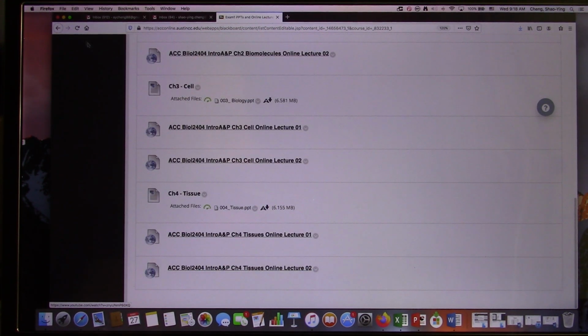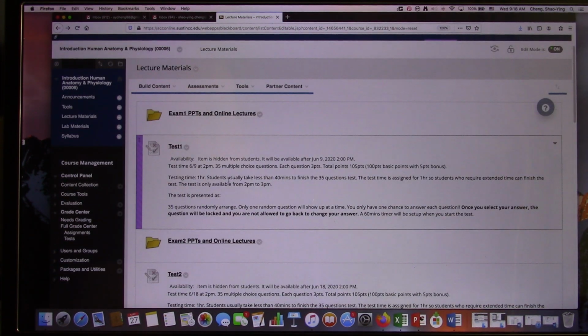On the test day, the tests are put under the lecture materials, and test 1 is what you need to take. You probably won't be able to see this because I make the test available only on the test day, which is the 9th, starting from 2 p.m.